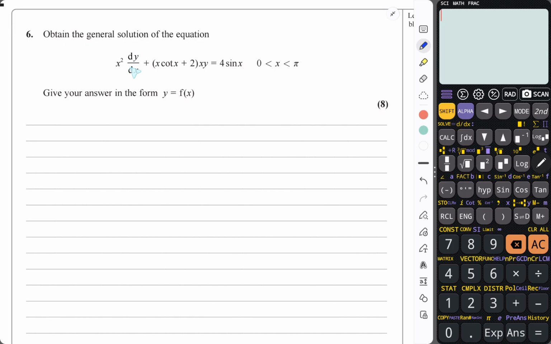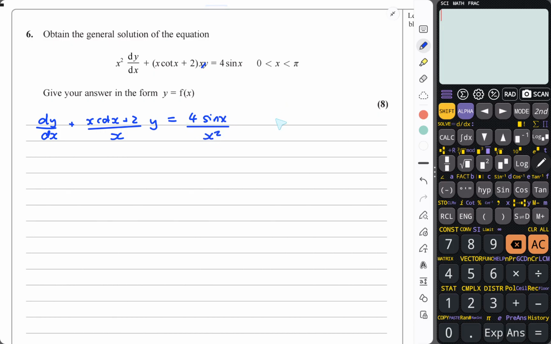We've got dy dx plus some function of x times y. So this is looking like it's going to be a linear one that we're using our integrating factor for. So for that to happen, we need dy dx to have a coefficient of 1. So I'm going to divide by x squared. So dy by dx plus (x cot x plus 2) divided by x squared, which is going to get rid of one of them, so I'm going to have x on the bottom, times y, and that's going to equal 4 sine x over x squared.